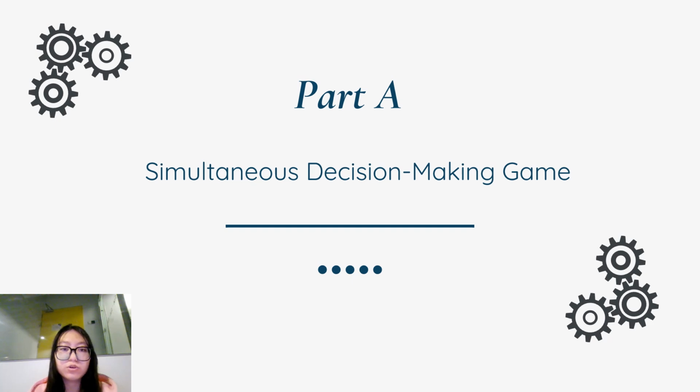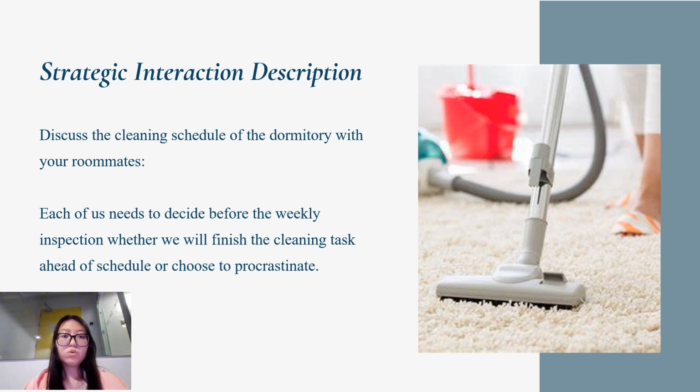First, let's focus on the simultaneous decision-making game. Now, we start from a real-life scenario. We often talk about the cleaning schedule in our dorm with our roommates. Each of us has to decide whether to clean early or wait until the last minute before the weekly inspection. This is a classical example of a simultaneous action game.